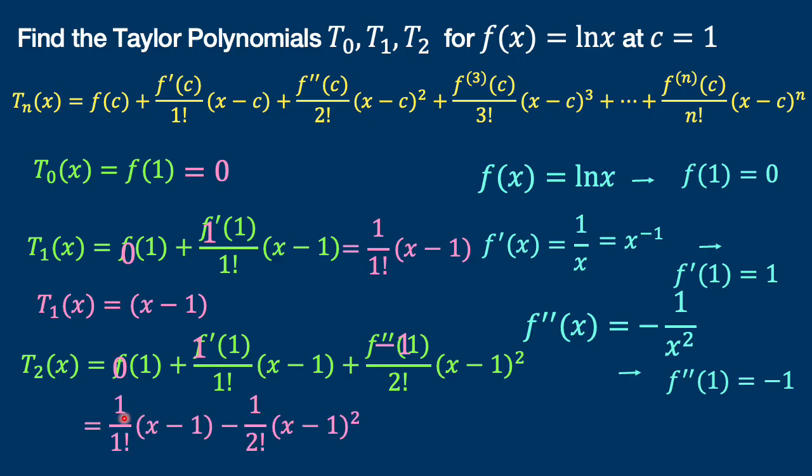So you have 1 over 1 factorial times (x minus 1), minus 1 over 2 factorial times (x minus 1) squared: x minus 1 minus 1 and a half (x minus 1) squared. That's the degree 0, degree 1, degree 2 Taylor polynomial for ln x.